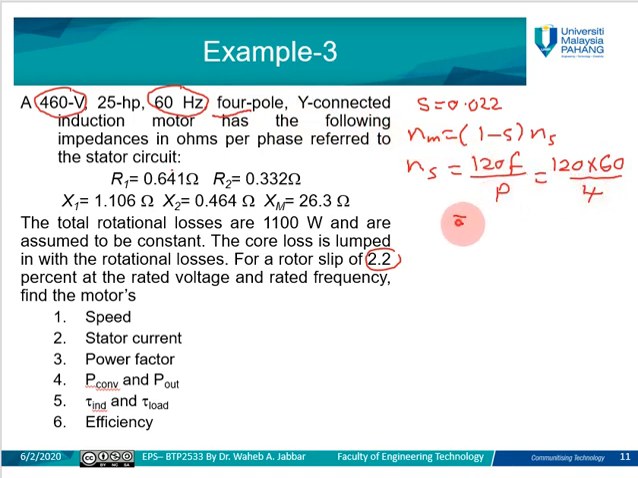Okay, so the Ns here is equal to 1800 rpm, or revolutions per minute. So this is the first part of the question, which is the speed.